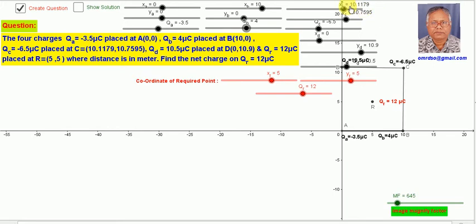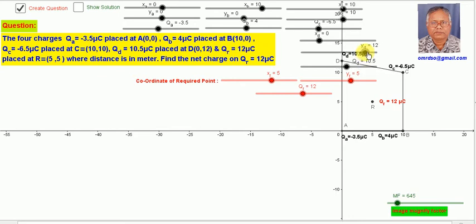Point C is 10. I am reducing it, say, making it 10. X is 10 and its Y coordinate is also 10. Alright. The charge on C is minus 6.5 microcoulomb. Keep it there. And for point D, X is 0, Y is 10. Now let us make it 12. Okay, alright, here it is.